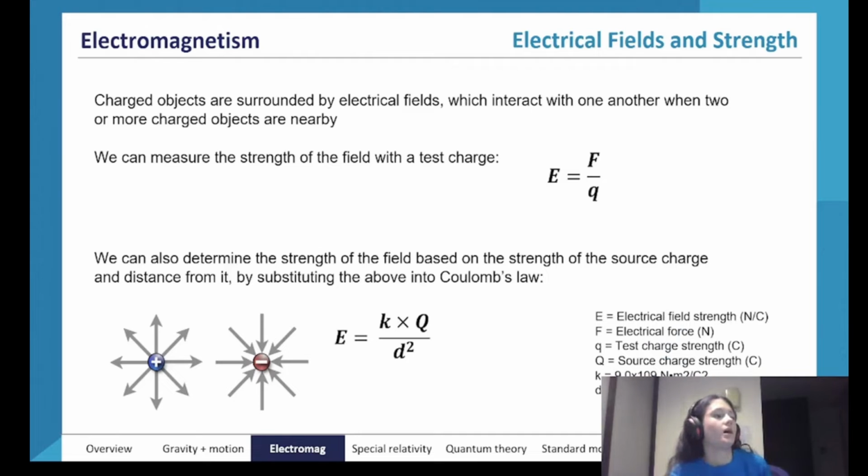So, electric field strength measures the intensity of the force experienced by a charged particle in an electric field. And this is going to be given to us by the equation: electric field strength is equal to force divided by charge, or in other words, Coulomb's constant multiplied by the charge and then divided by the distance squared.